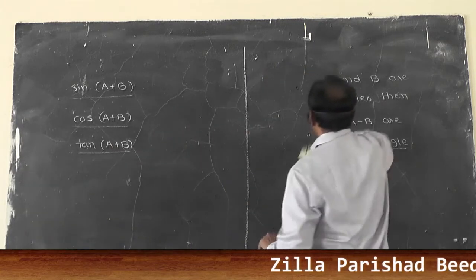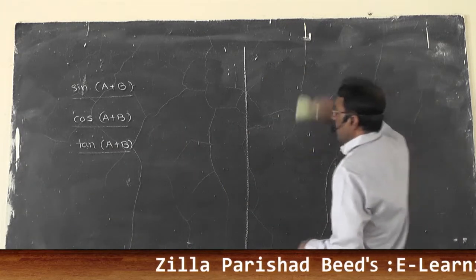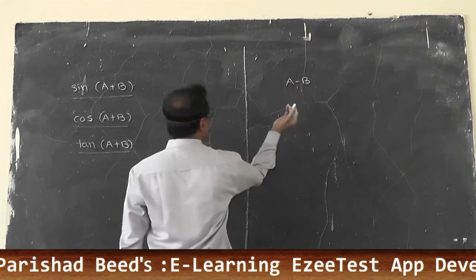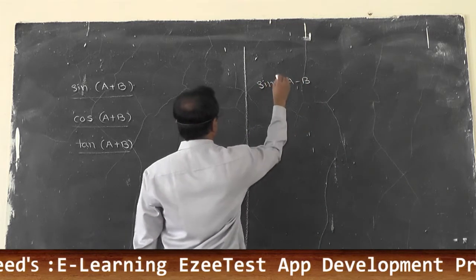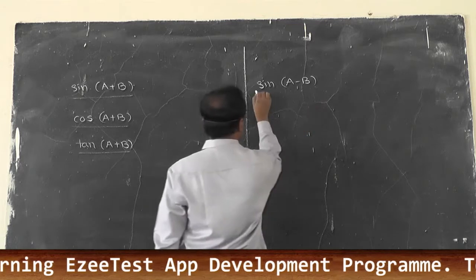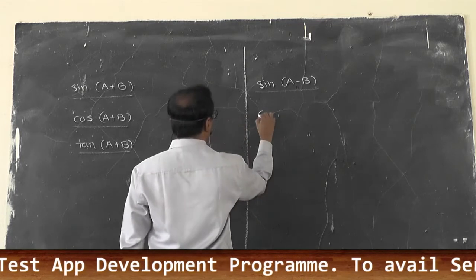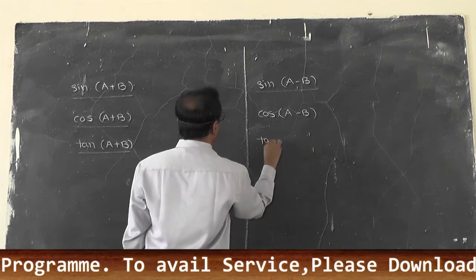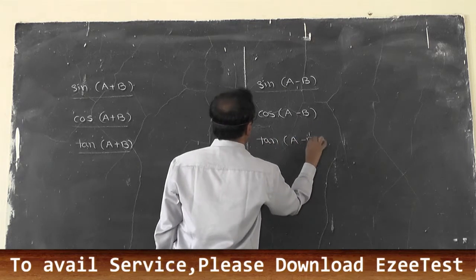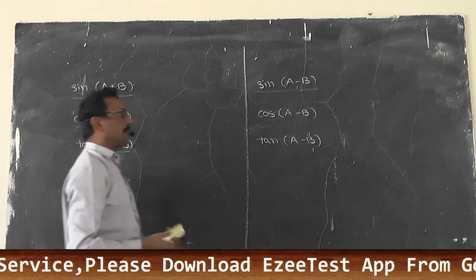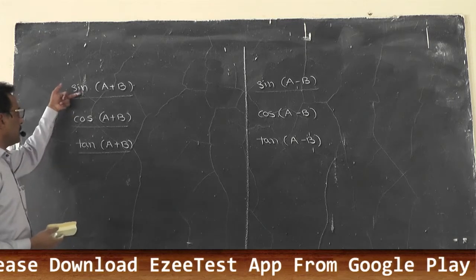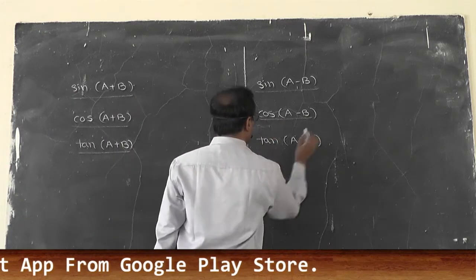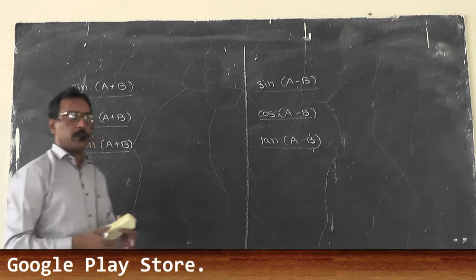At the same time, we will discuss the next one. Here is A minus B. A minus B is a compound angle. We will operate the sine function, so it is sine of A minus B. This is a trigonometric function of a compound angle. In the same formation, it is cos of A minus B, and the very last, it is tan of A minus B. Here sine of A plus B, cos of A plus B, tan of A plus B. This is sine of A minus B, cos of A minus B, and tan of A minus B.